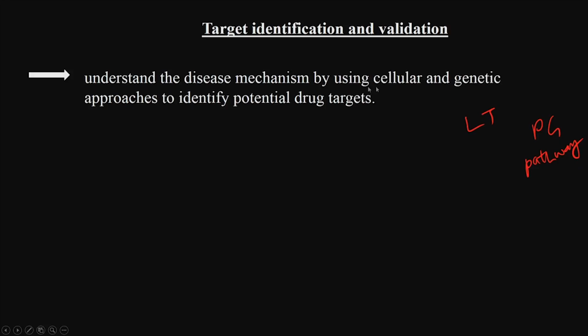So, I need to understand the disease mechanism based on a cellular genetic approach, okay, so that I can decide on a particular target. There could be many targets, because if you look at the prostaglandin pathway in inflammation, there are many enzymes, cyclooxygenase 2, prostaglandin E synthase 1, and so on actually. Okay. Similarly, leukotriene, you may have lipoxygenase. So, there are many enzymes which we can target.